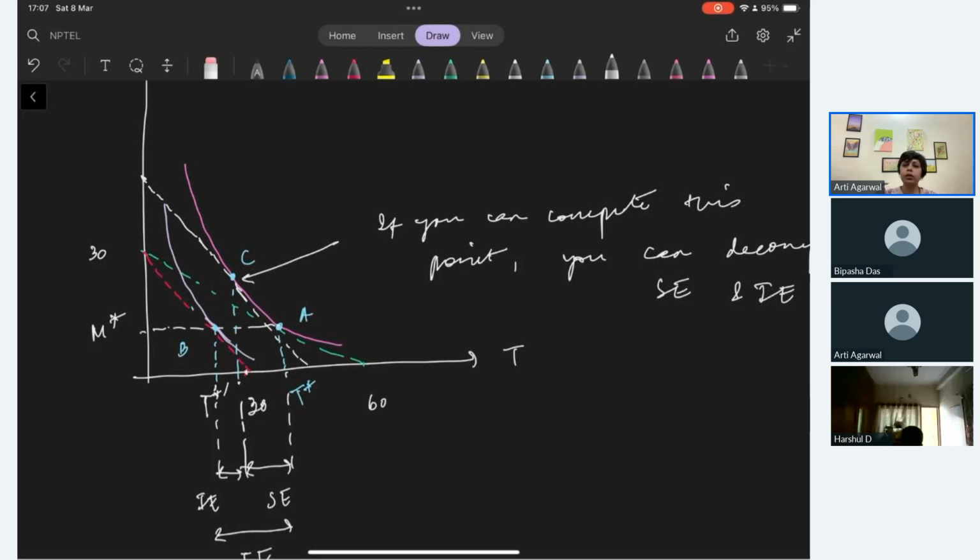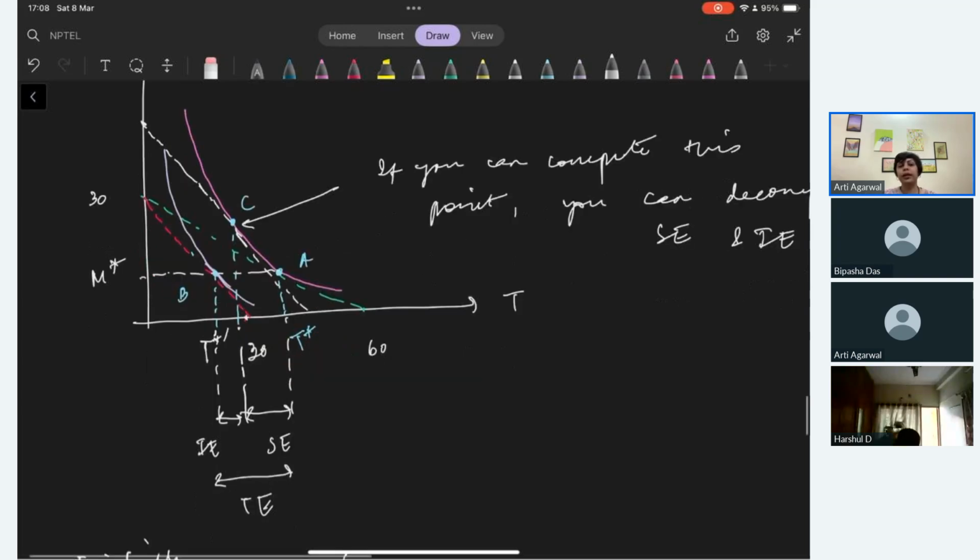If you just find the final and initial optimal bundles and take the difference, final minus initial, you get the total effect, right? This is the total effect which we get between point A and point B. But we need to decompose it into income effect and substitution effect.